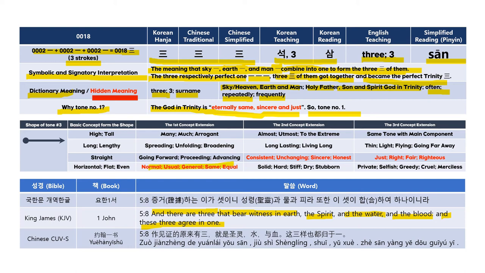God is same to anybody. Okay, God is consistent, unchanging, sincere, and honest. He's just, right, fair, and righteous. That's the conceptual value of the Trinity, God. Okay, in this way, you can easily remember this character. San, meaning three, has the tone number value one. Okay, thank you very much for your listening, and see you next time.